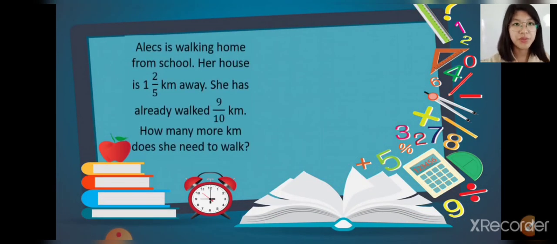Next, problem solving. Alex is walking home from school. Her house is 1 and 2 over 5 kilometers away. She has already walked 9 over 10 kilometers. So, how many more kilometers does she need to walk? So, si Alex daw, ang kanilang bahay ay 1 and 2 over 5 kilometers away from school. So, ang nailakad niya pa lang ay 9 over 10. So, ano gagawin natin? I-minus natin yung 9 over 10 dun sa 1 and 2 over 5 para malaman natin kung ilang kilometer pa ang lalakarin ni Alex.